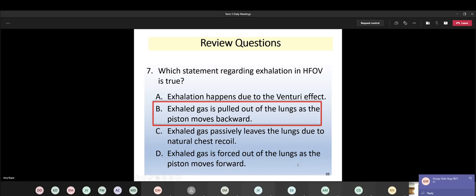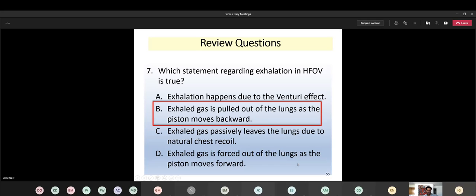All right, with the oscillator, the piston moves forward and it moves backwards. And it just keeps going back and forth, back and forth. And as it moves forward, it's pushing the gas into the lung. And then when it moves back, it's pulling it back out.